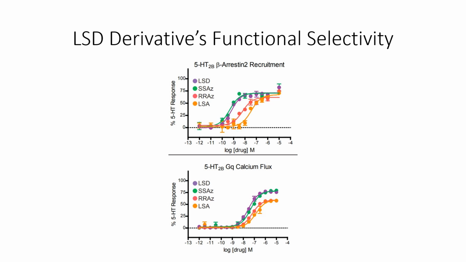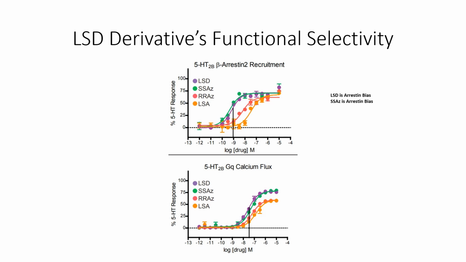We compare the EC50 values, and whichever one has an EC50 value that is more negative, it will be biased towards that pathway because it is producing a stronger effect at a lower concentration. Let's start with the drug LSD and SSAZ. These have about an EC50 value in the arrestin assay at -9. If we look at where these EC50 values lie in the GQ calcium flux assay, we see them occurring at about -7.5. Because -9 is more negative than -7.5, we can say that LSD and SSAZ are arrestin biased.